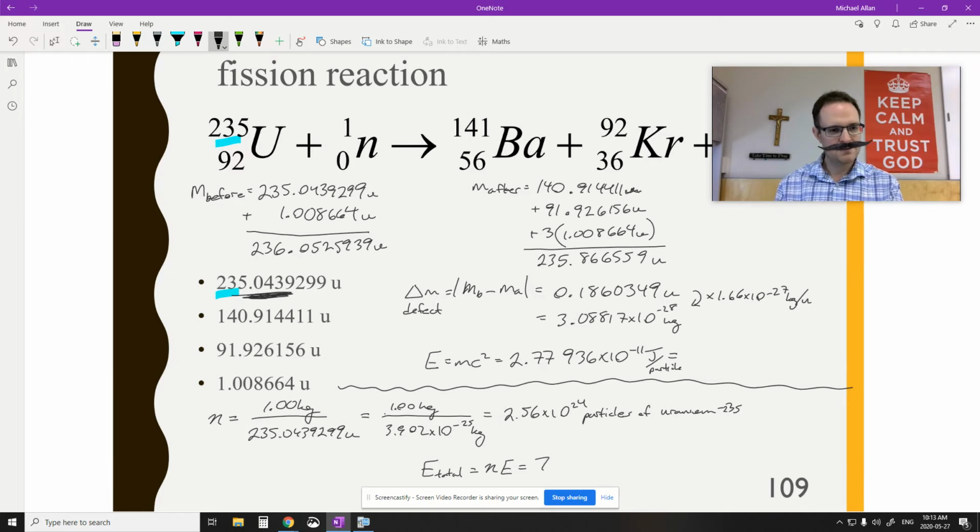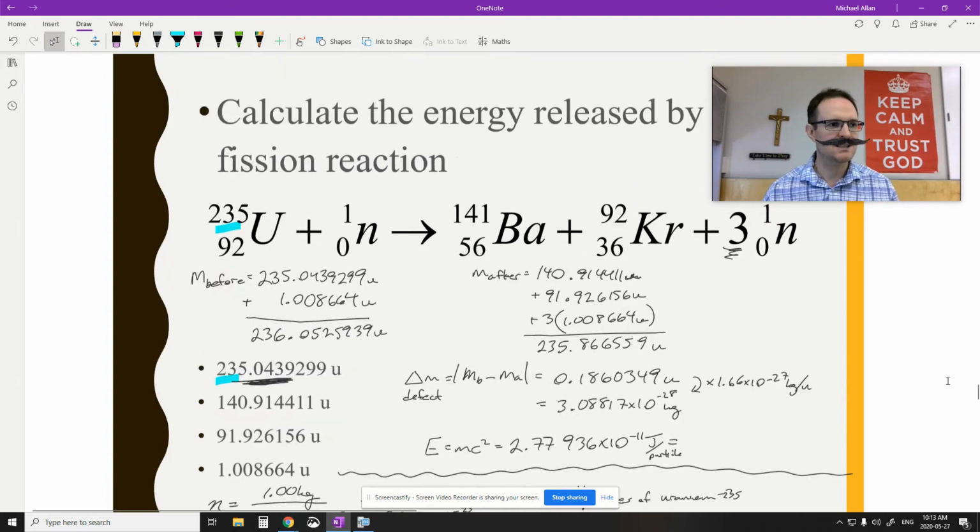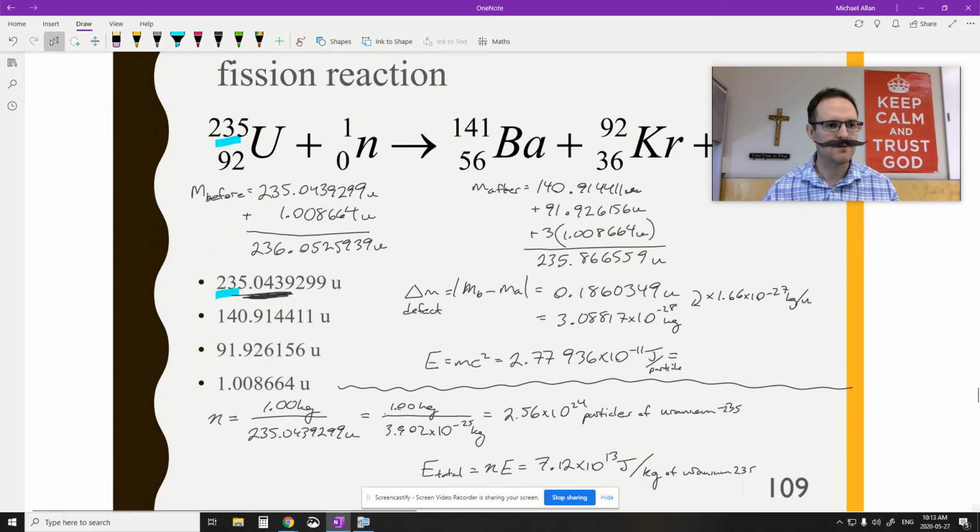So we get 7.23, or 1.23, sorry, 1, 2, 3, 4, that's kind of fun, times 10 to the 13 joules per kilogram of uranium-235. Okay, so the only reason I did this is because that's not what the question asked. The question asked how much energy is released by this reaction, and we found that right here. So this is the answer we're looking for, right?